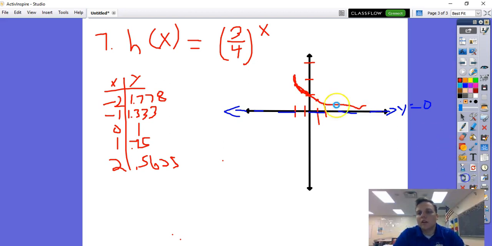I'm so bad at drawing. Okay, pretend this is getting infinitely closer and this is going infinitely up.